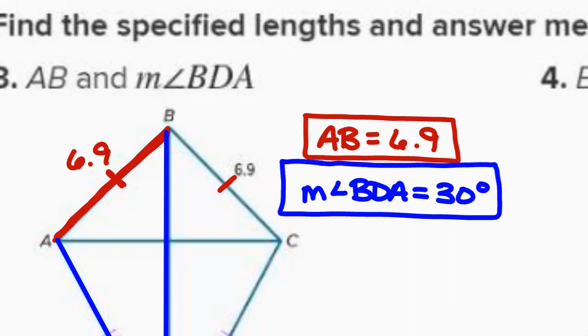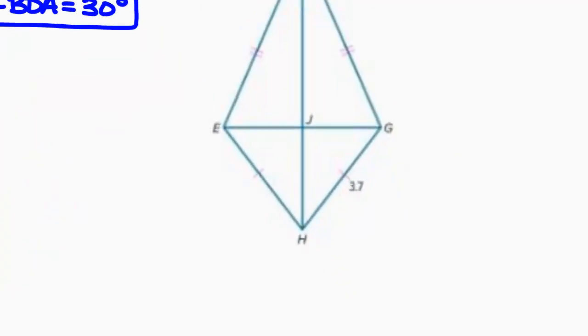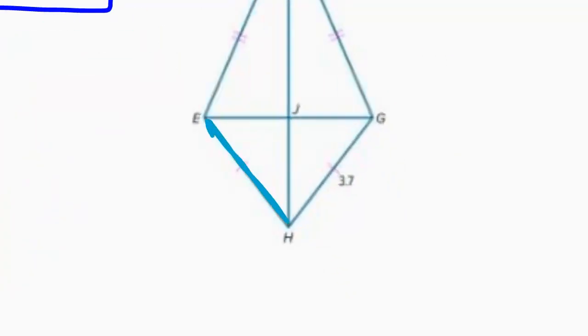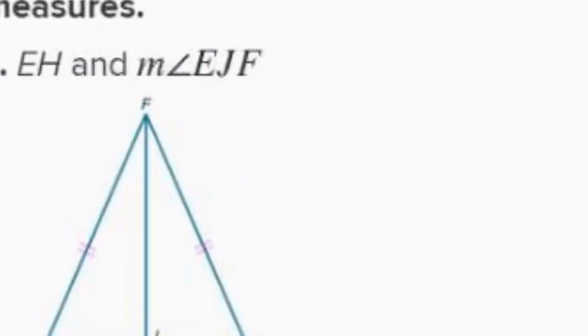On number 4, what is the measurement of segment EH right here? 3.7. It has a congruence mark for GH, so it is the same size. So EH is 3.7.